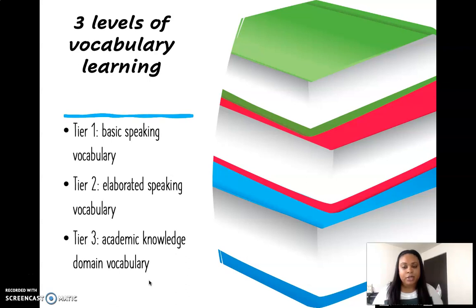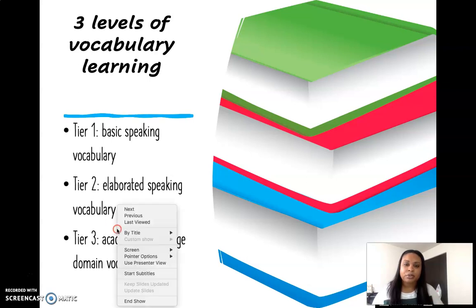It's really important to note that tier 3 words are low frequency words that are found in specific knowledge domains. Now, these domains can include areas such as science or mathematics. Two examples of words that can be used in tier 3 are words such as isotope or fulcrum. These are words that are not commonly used outside of those specific domains.